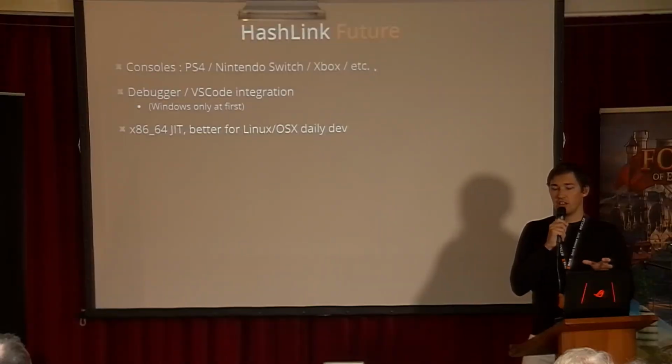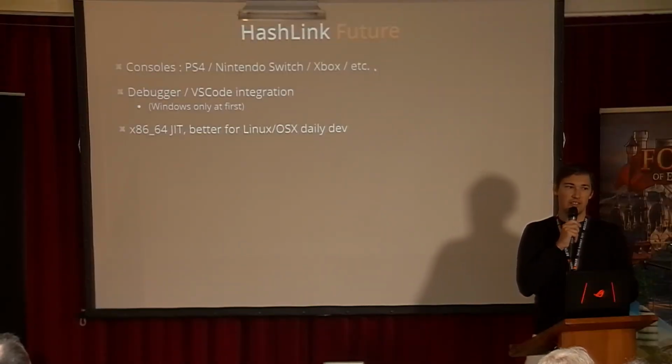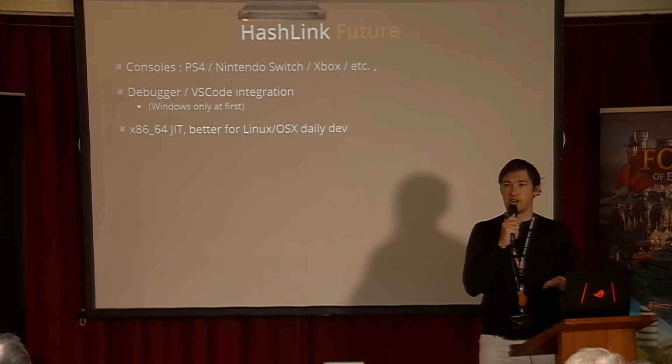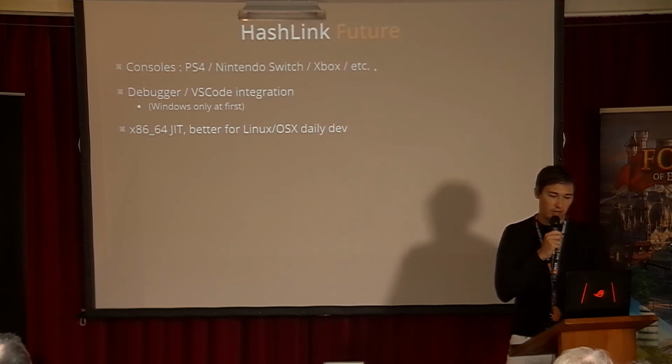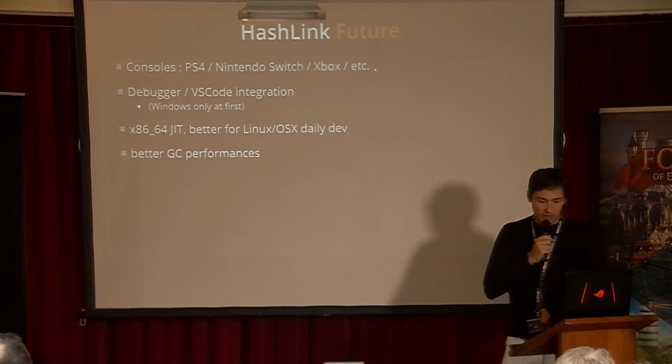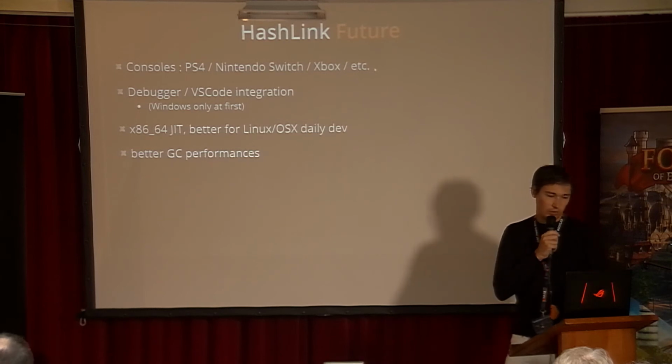It requires me to do a bit of refactoring, but right now compiling HashLink by yourself is a bit difficult on OS X and Linux. Once it's compiled, it's really easy to run because it's bytecode, but it requires you to compile because it's 32 bits JIT only. It requires you to install a lot of libraries in 32 bits mode, which are not really available for all the libraries we are using. So it's a bit difficult to compile because the default is 64. Also, increase the GC performance. It's okay, but it could be better.